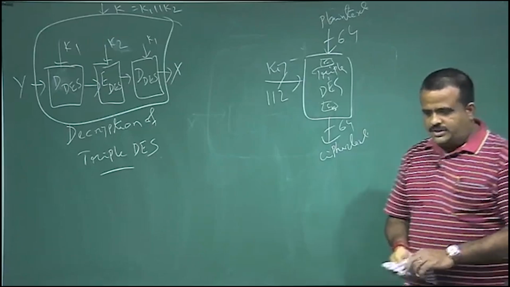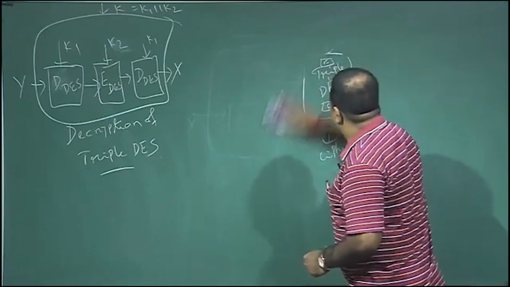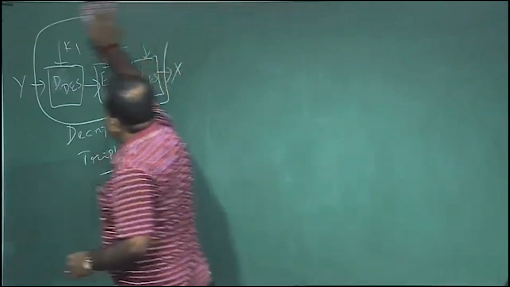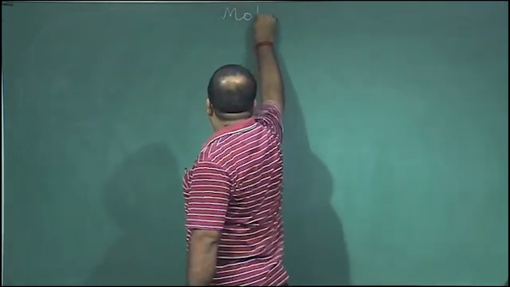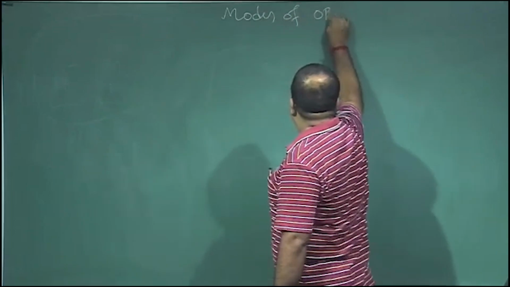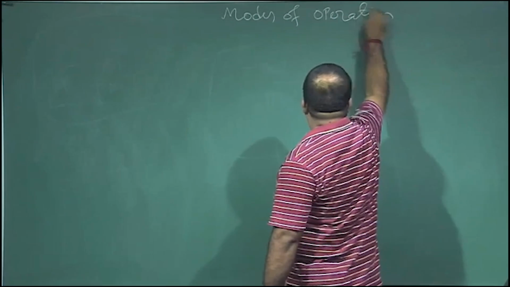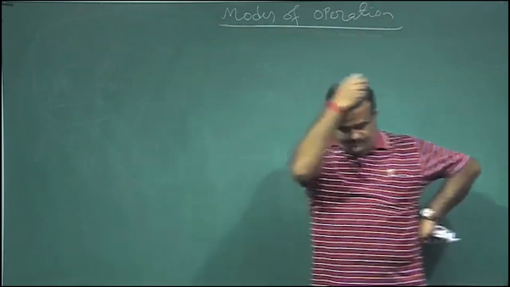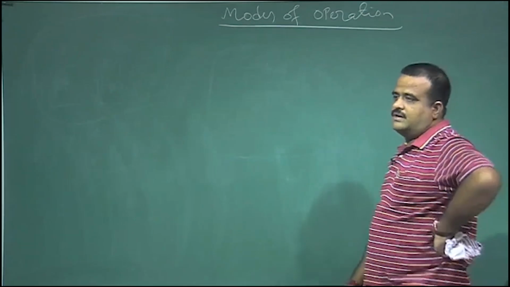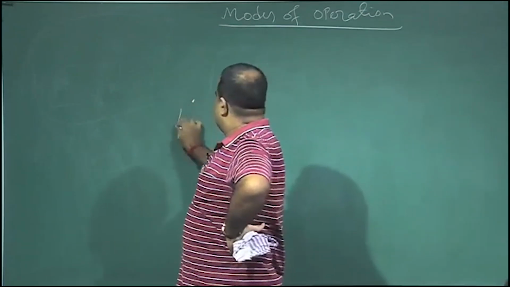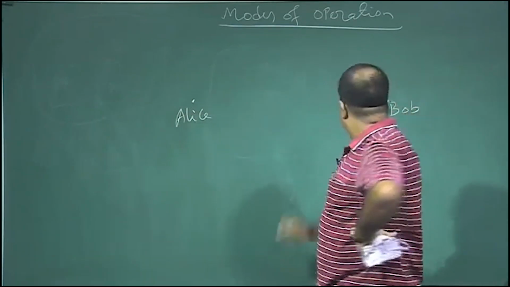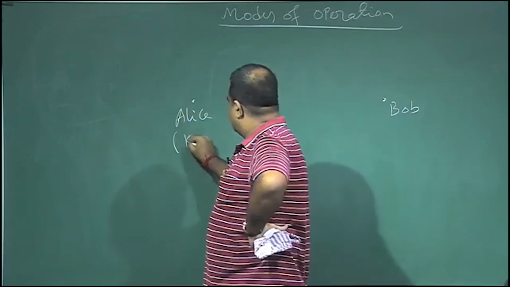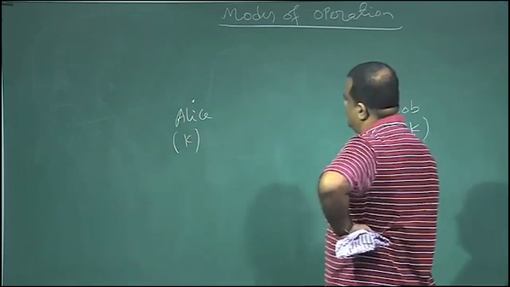Okay, so next we will talk about modes of operation on block cipher. So, this is under symmetric key crypto system. So, Alice and Bob, they are communicating with each other, and they have a common key k, that is the secret key they have.